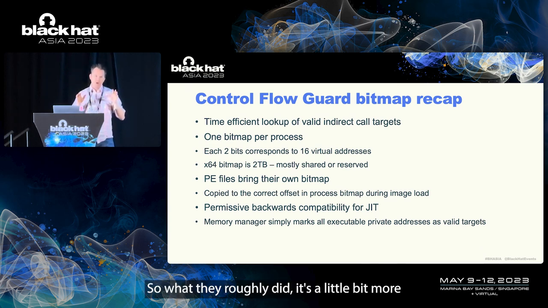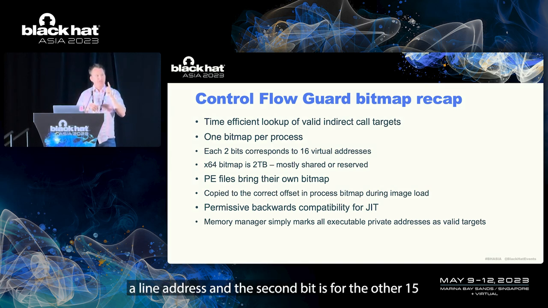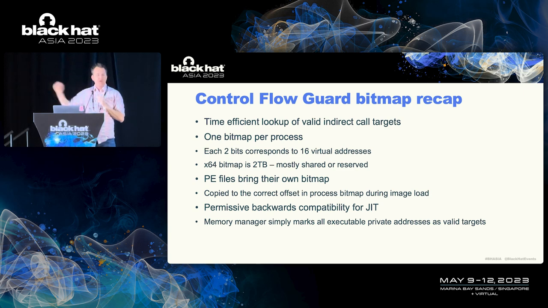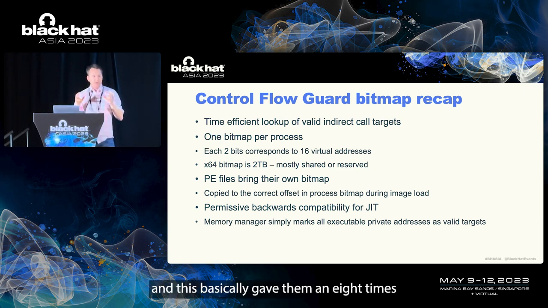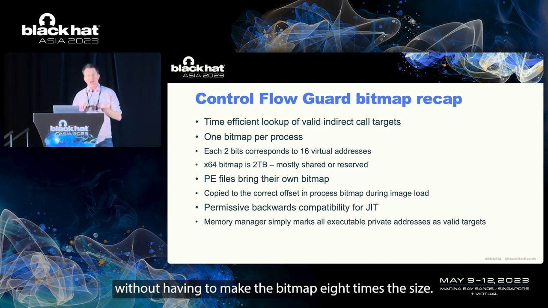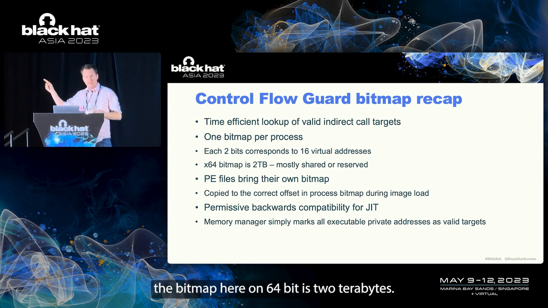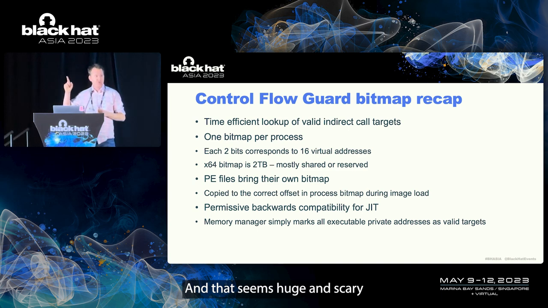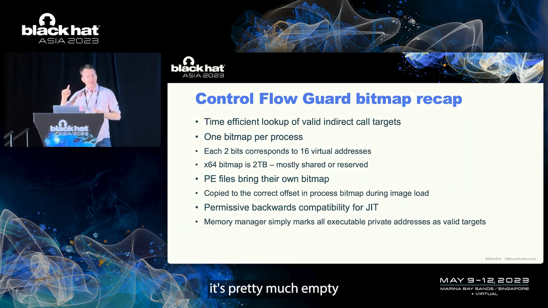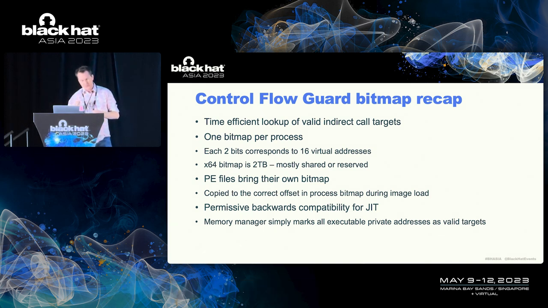So what they roughly did, it's a little bit more, there's actually 4 states, but what they roughly did was said 1 bit is for that 16-byte aligned address, and the second bit is for the other 15. And this basically gave them an 8 times stronger protection against accidental gadgets without having to make their bitmap 8 times the size. Because you might have noticed the bitmap here on 64-bit is 2 terabytes, and that seems huge and scary, until you realize it's pretty much empty and it's not taking up any physical memory at all, almost.